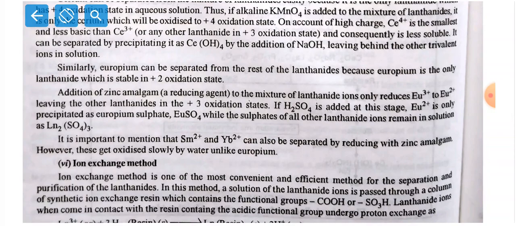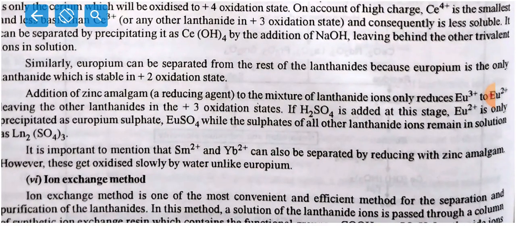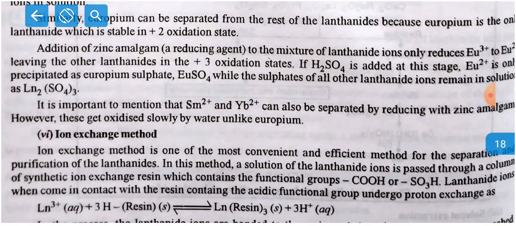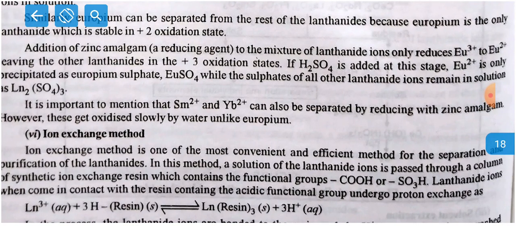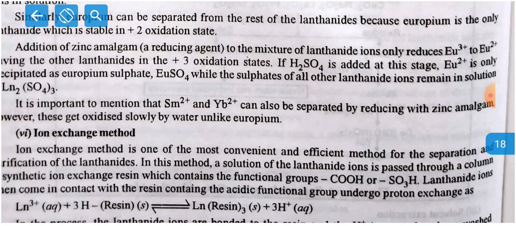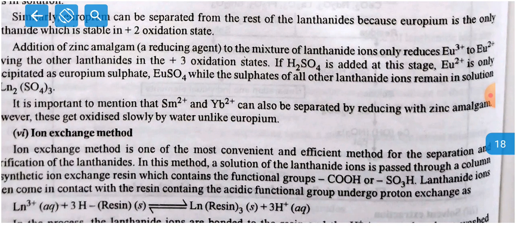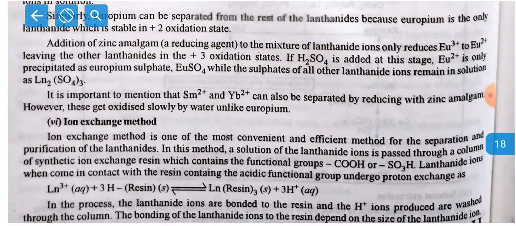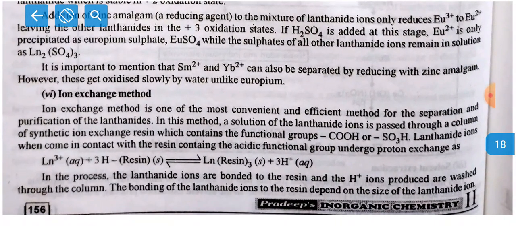Addition of zinc amalgam, a strong reducing agent, to the mixture of lanthanoid ions only reduces europium 3+ to europium 2+, leaving the other lanthanoids in the +3 oxidation state. If H2SO4 is added at this stage, europium 2+ is the only one precipitated, as europium sulfate, EuSO4, while the sulfates of all the other lanthanide ions remain in the solution as Ln2(SO4)3. It is important to mention that samarium 2+ and ytterbium 2+ can also be separated by reducing with zinc amalgam. However, these get oxidized slowly by water, unlike europium.